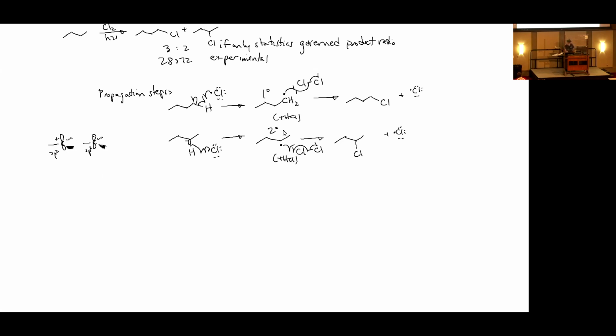And so now we can come back to here and make some sense of this. No wonder we wind up getting less of the 1-chlorobutane than we predicted. We predicted 60-40, we got 28-72, which is exactly the opposite of what we would have predicted based just on random chance. No wonder there's less of this than we would have guessed, because the radical that it goes through is less stable than the other radical. And again, it's no wonder we get more 2-chlorobutane than 1-chlorobutane, because the radical that goes through to give us the 2-chlorobutane is more stable than the primary radical that gives us the 1-chlorobutane.